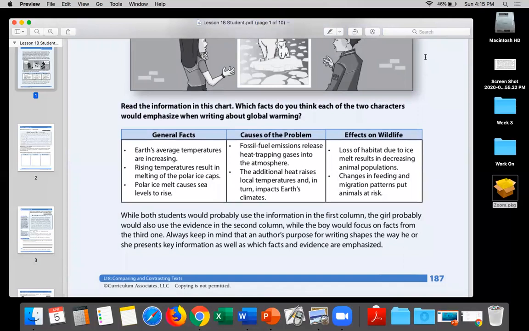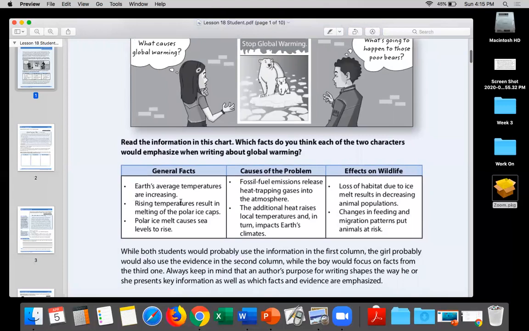All right, let's look at the chart. Which facts do you think each of the two characters would emphasize when writing about global warming? Earth's average temperatures are increasing. Rising temperatures result in the melting of the polar ice caps. Polar ice melt causes sea levels to rise. Hold on just a second.